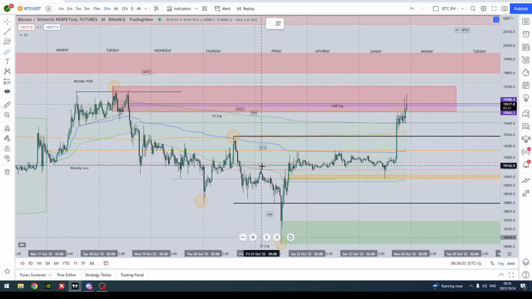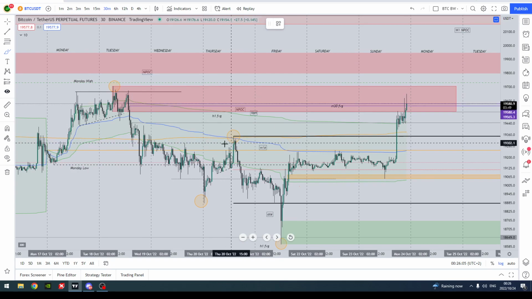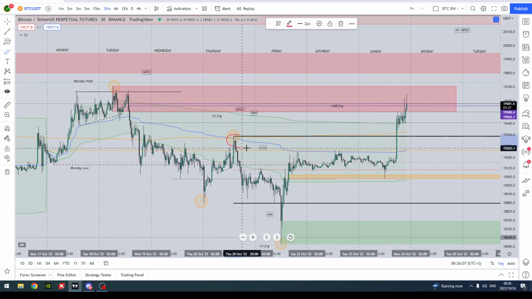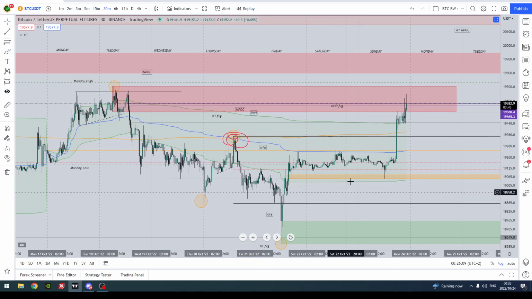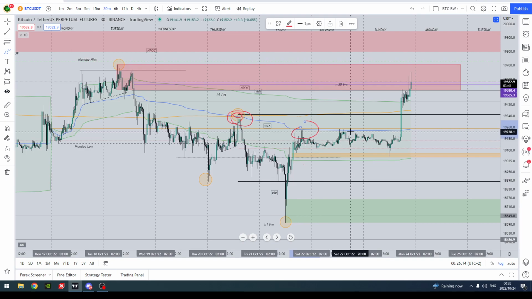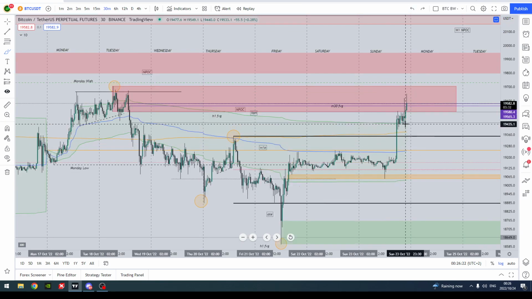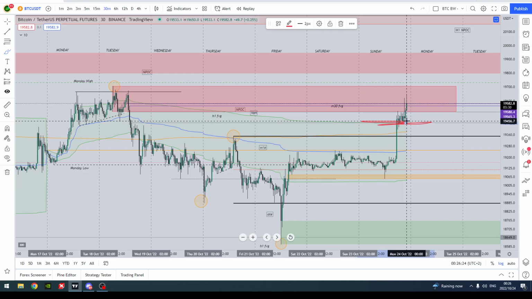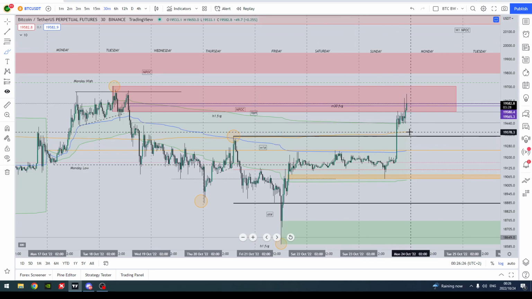So you can see that last week on Thursday we rejected off the point of control of the weekly developing VWAP, price pulled back lower. It kept us there this entire weekend until we took the liquidity here and then broke through it. We broke through the value area high of the developing weekly VWAP as well.